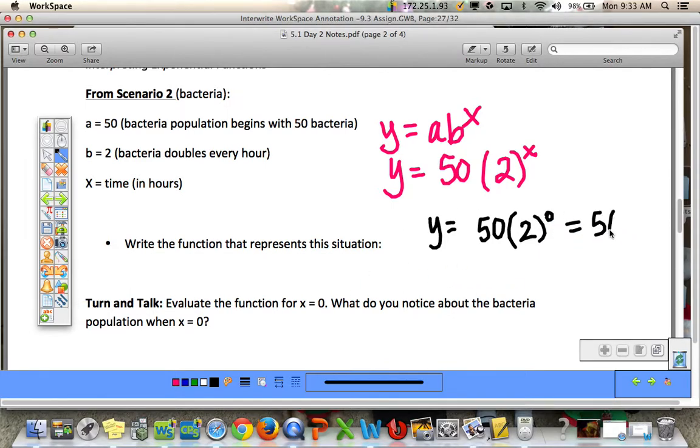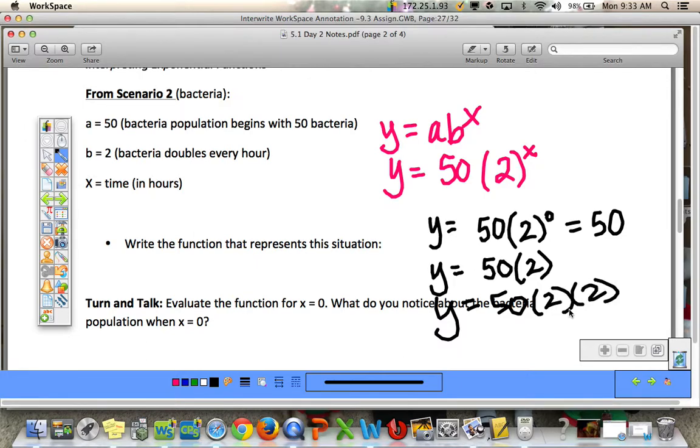And if you type that in your calculator, 2 to the 0 power is 1. 1 times 50 is 50. But after 1 hour, we double it. So that's 2 to the first power. After 2 hours, we double it twice. So that would be 2 to the second. After 3 hours, we double it 3 times. So that's 2 to the third power, and that's where this exponent is coming from. So this is exponential growth.